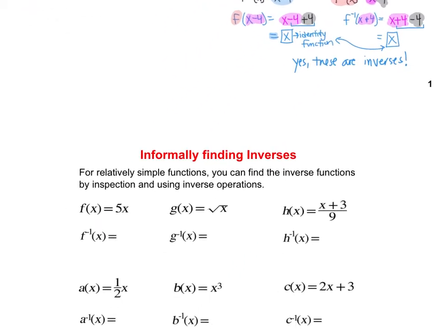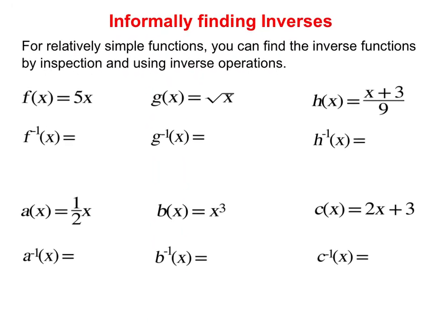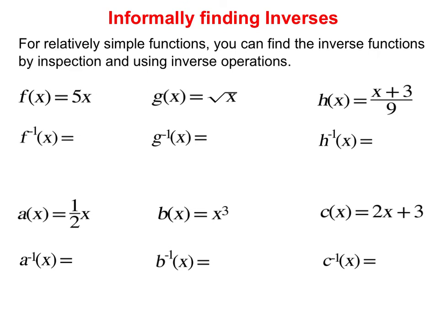So informally, it's just having these more simplistic functions and writing their opposite as their inverse. For example, in the first one, f of x equals 5x. This is multiplying, which means that my inverse would be dividing. You can write that two ways. You could write your inverse as x divided by 5, or more commonly you would see it written as 1/5 x. Same thing. So if you're given multiply, the inverse would be divide.